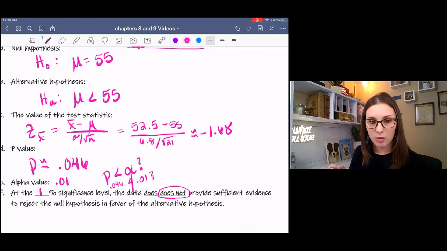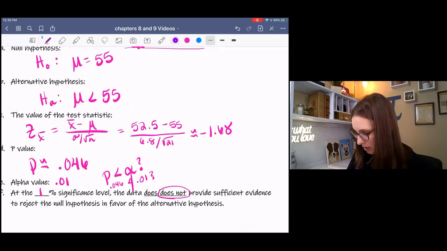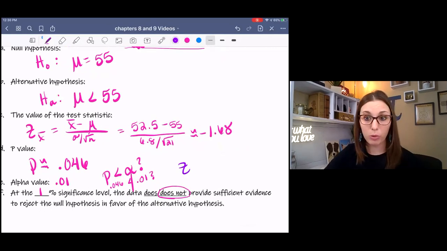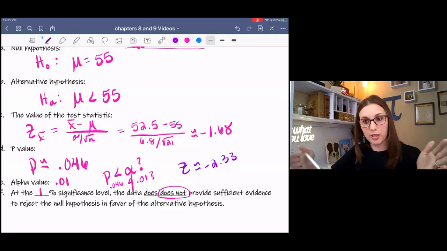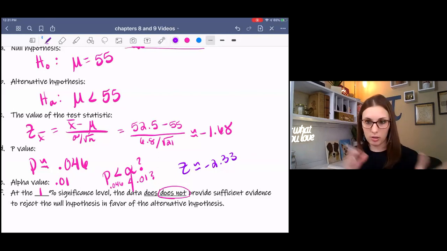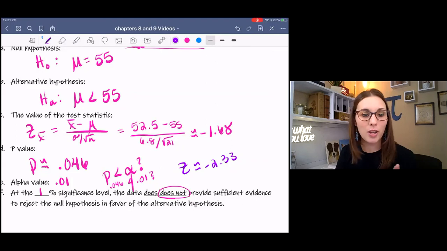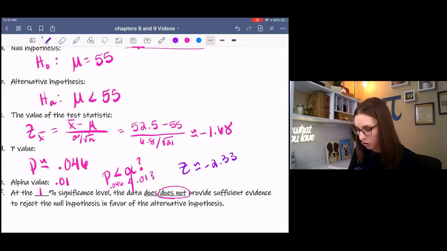If you had done the critical value approach, then you should get a z-score, the cutoff point, of negative 2.33, which still negative 1.68 is outside of that rejection region, so you get the same conclusion that the data does not provide sufficient evidence to reject the null in favor of the alternative.